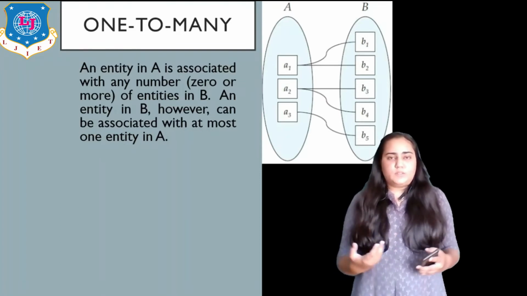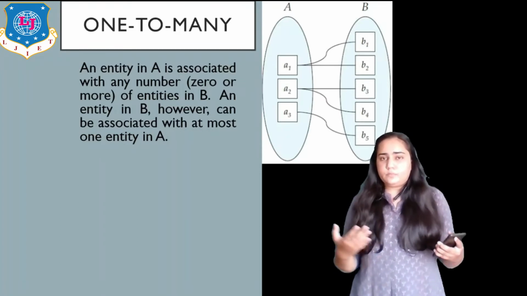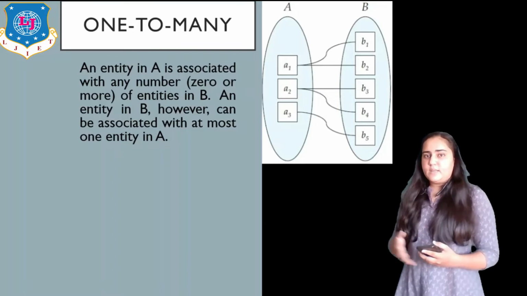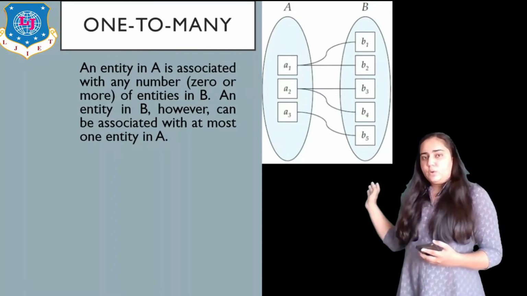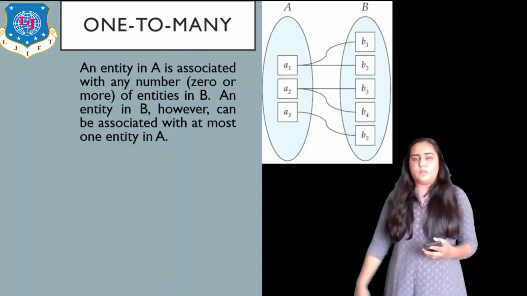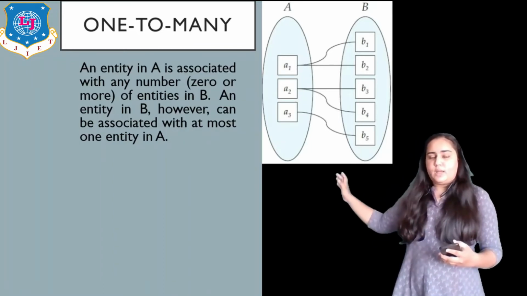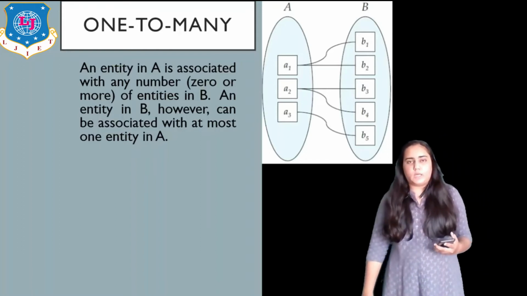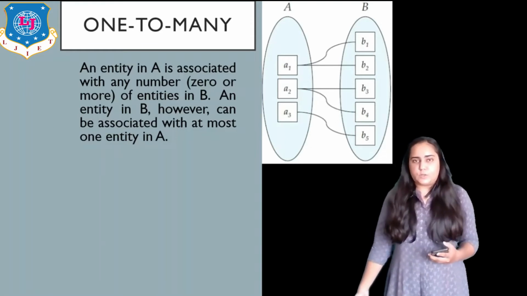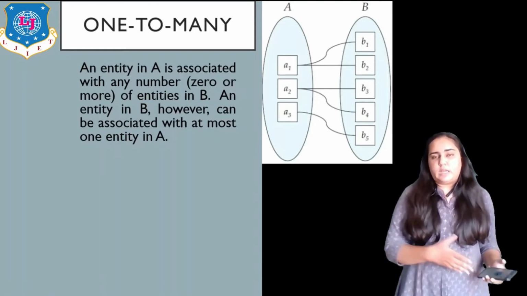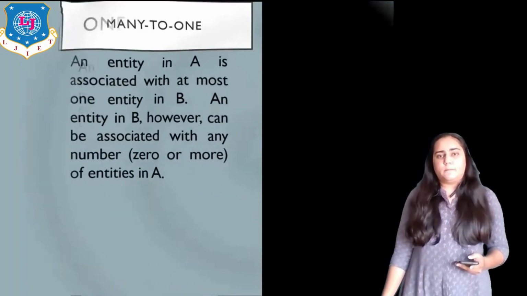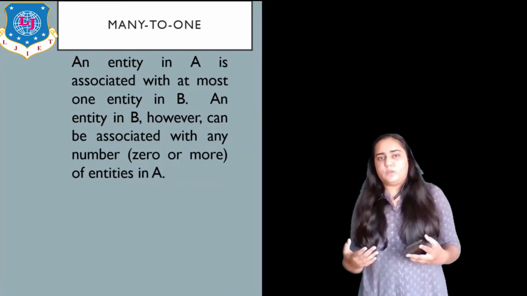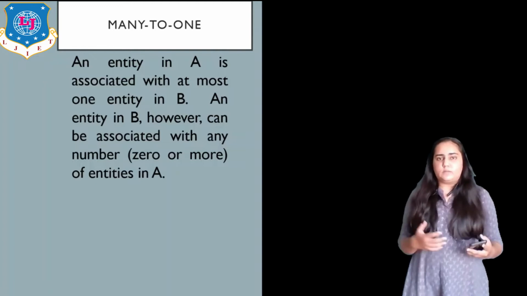So you can associate with as many as you like, but from this side, every entity is associated with only one entity. For example, B1 and B2 are only connected with A1, and B3, B4 are only connected with A2. So this way, it is a one-to-many relationship if you look at it from A to B. And so also you have a many-to-one relationship. This is where you will be looking from the opposite direction, from B to A.